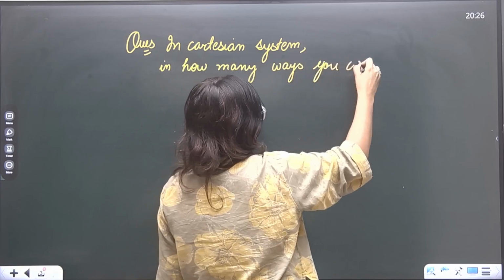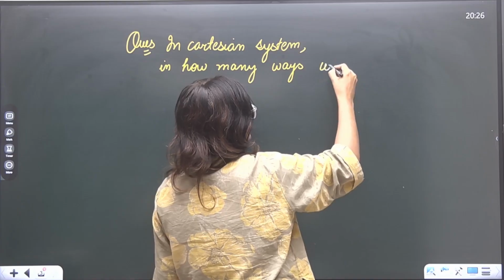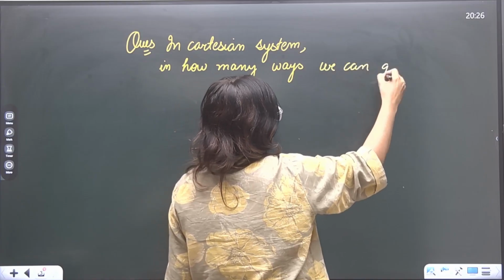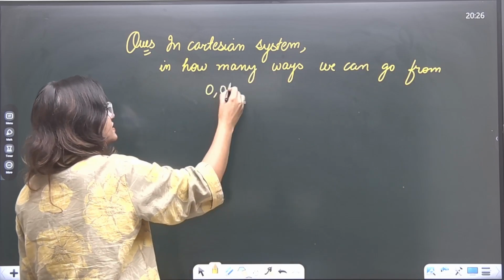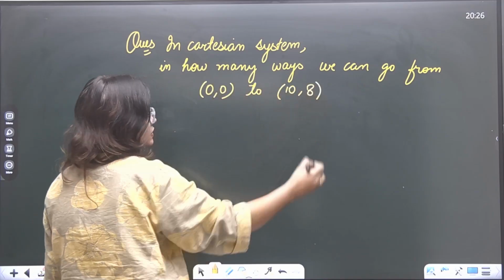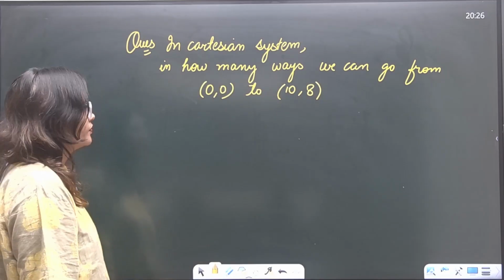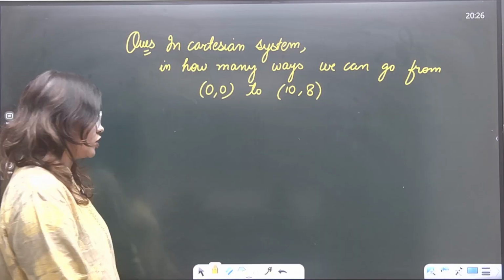we can go from 0 comma 0 to 10 comma 8. Okay, so you have to tell me the total paths from 0 comma 0 to 10 comma 8.